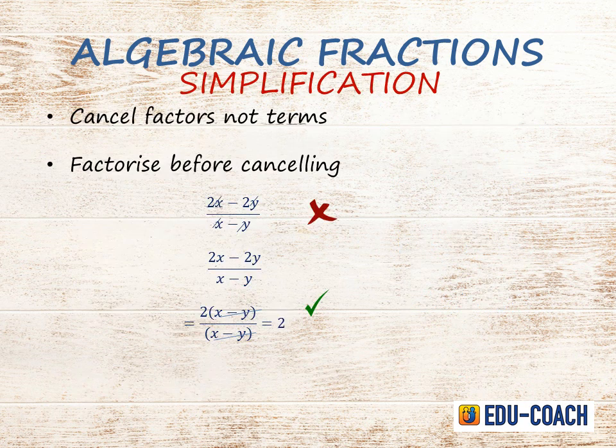Remember, when we are simplifying algebraic fractions, we cancel factors, not terms. So we have to factorize before cancelling or crossing off any common factors. In this first example, we have 2x minus 2y divided by x minus y. We cannot cross off the x's and the y's. We first need to factorize the numerator, which becomes 2 into x minus y, divided by x minus y. Now we can cancel off our common factors. So x minus y over x minus y is 1, which gives us a final answer of 2.